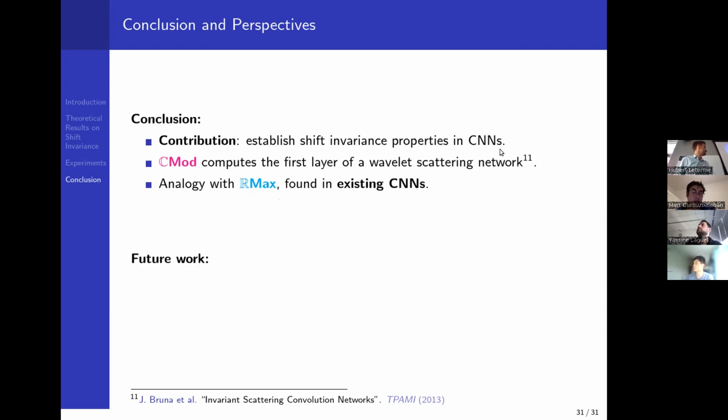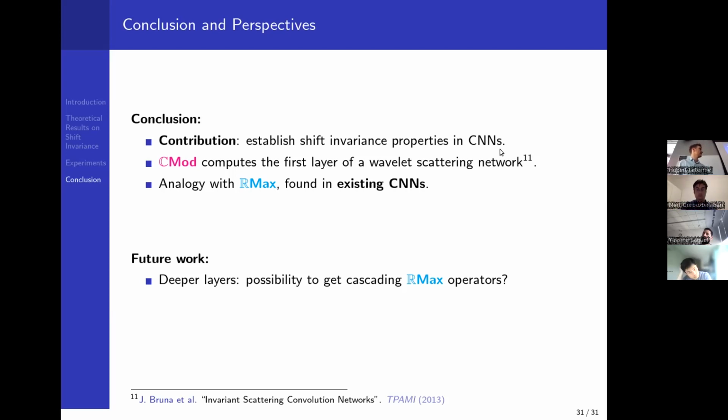And as future work, we would like to focus also on deeper layers. Could we somehow get cascading Rmax operators in a similar spirit as wavelet scattering networks? Then we would like to study the stability with respect to diffeomorphisms. We have only studied the stability with respect to shifts, but we could also study the stability with respect to rotations and small deformations.